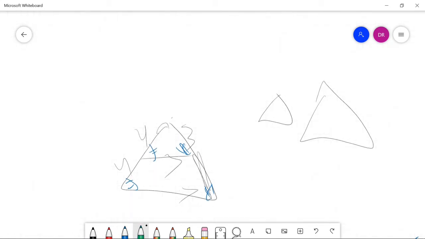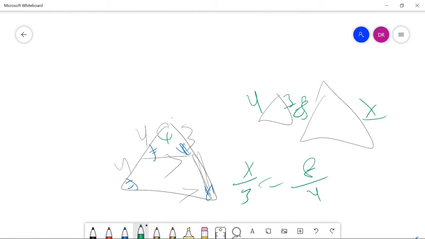So we can see that this length is 4, right? And then this whole length is 8, because this is 8. And then we know that this is 3, so what could x be, right? We proved that they're similar, and so we can set up a ratio. So x divided by 3 is equal to 8 over 4, right? And then 8 divided by 4 is 2, times 3 is 6.